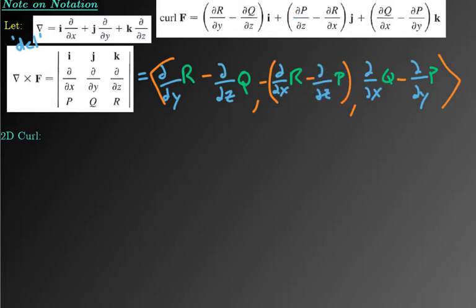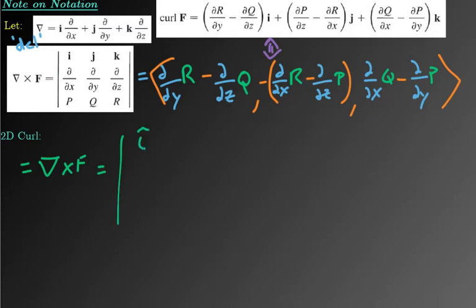Double negative, minus partial of r with respect to x, and so on. So these two things are actually the same. So this is how you should think of curl, okay? That's 3D curl. 2D curl is that del operator crossed with F.